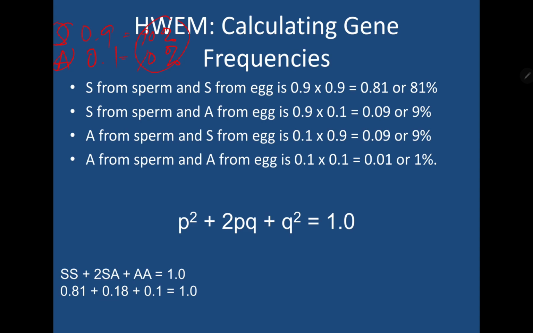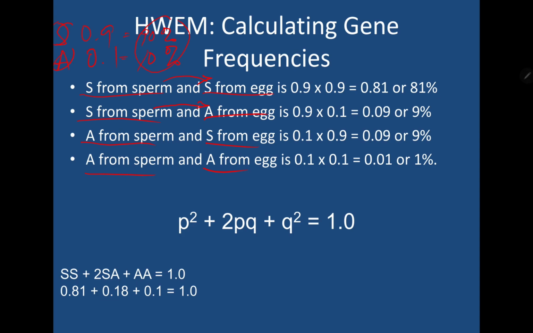So how do you do that? You just look at all the permutations between S and A, between sperm and eggs. In this case, we have S from sperm, S from egg; S from sperm, A from egg; A from sperm, S from egg; and A from sperm, A from egg. What does this mean? S from sperm fertilizing an egg that contains S. S from sperm fertilizing an egg that contains the A allele, and so on.